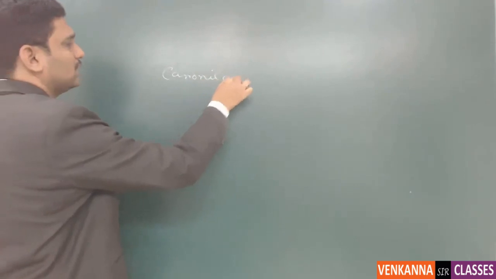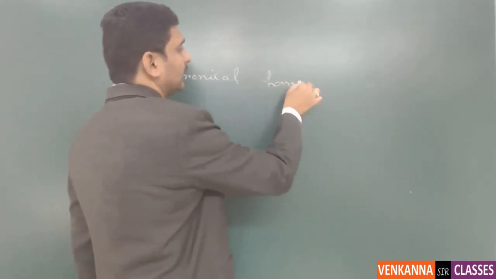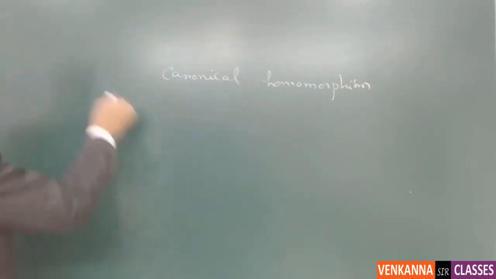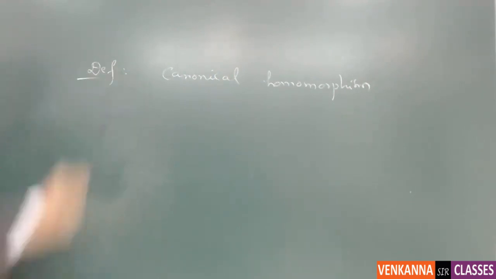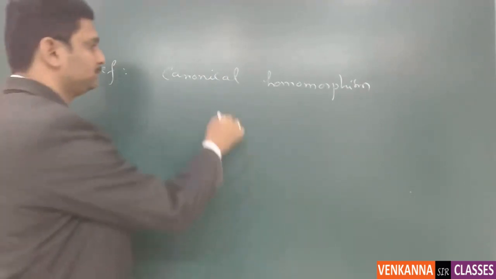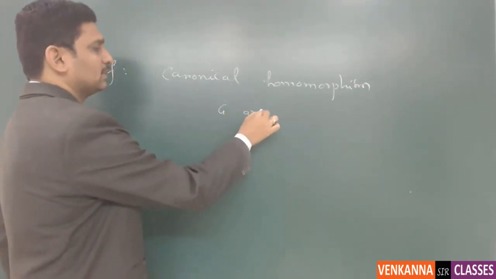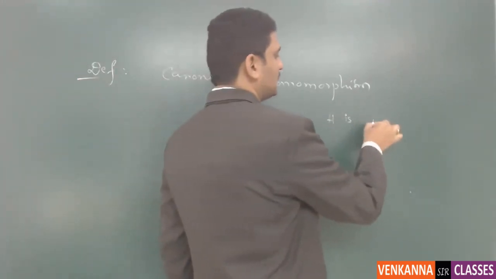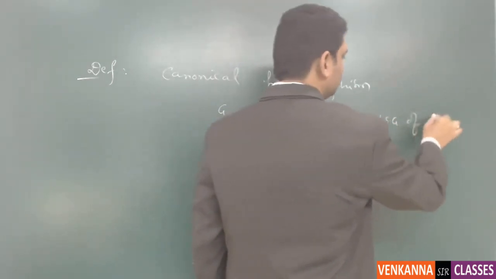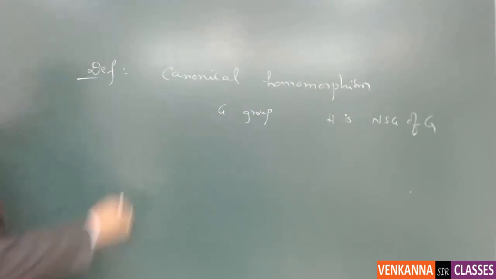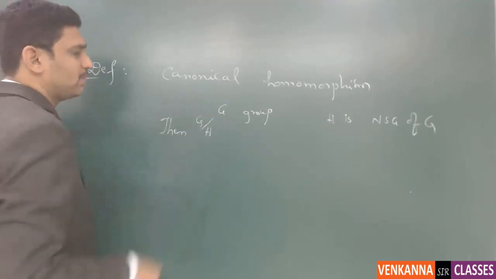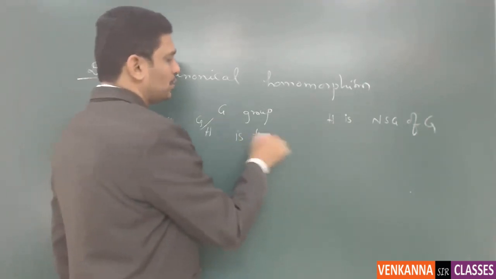Now we introduce the concept of canonical homomorphism. The definition. It is very simple. If you take G as a group, and H is a normal subgroup of G, then G by H is the quotient group.